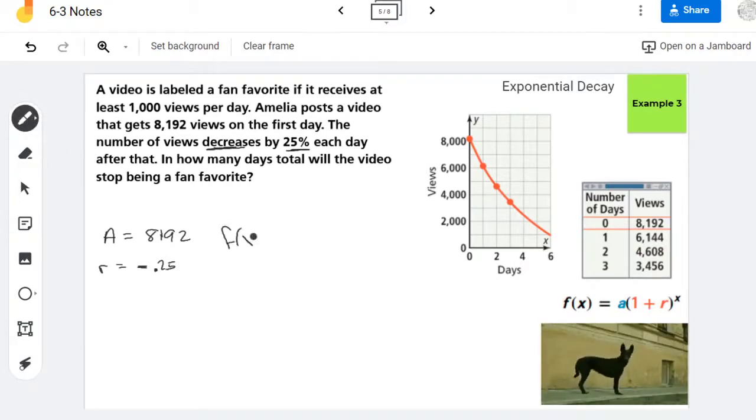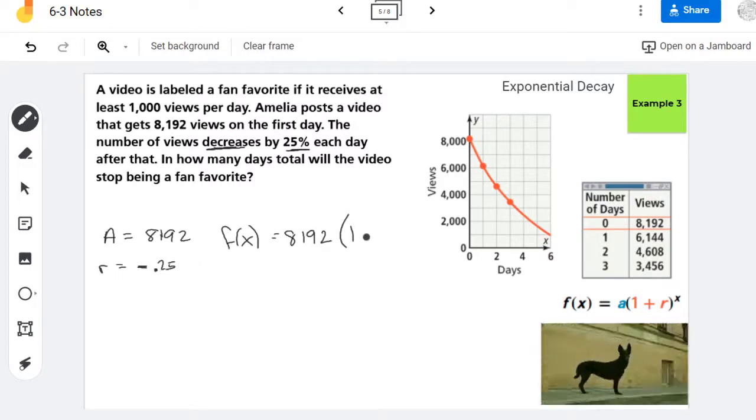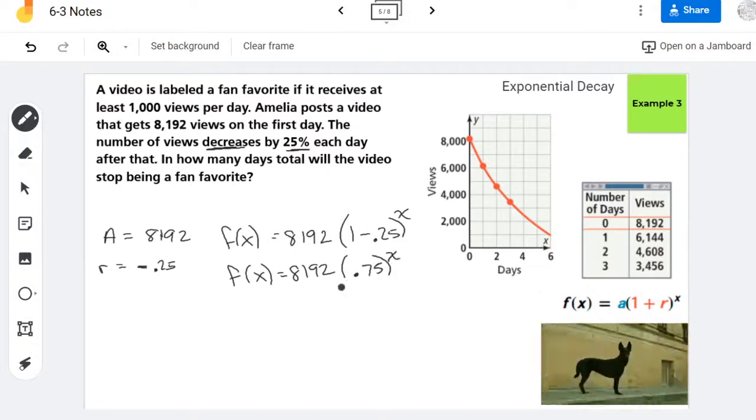If I plug these two values into my formula, my A, or my initial amount, is 8192. And then I have 1 plus R. Since my R is negative, I'm just going to call it 1 minus R. And that's okay. And then X, of course, is the amount of time, and we don't know how much time that is. If I clean that up a little bit, inside the parentheses, 1 minus 0.25 is 0.75. And this is where in Algebra 1 we stop. You cannot solve this without logarithms.